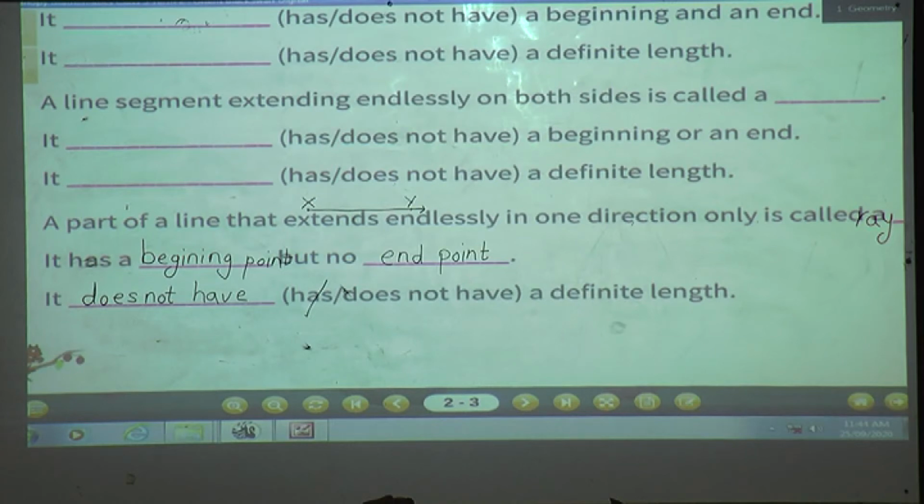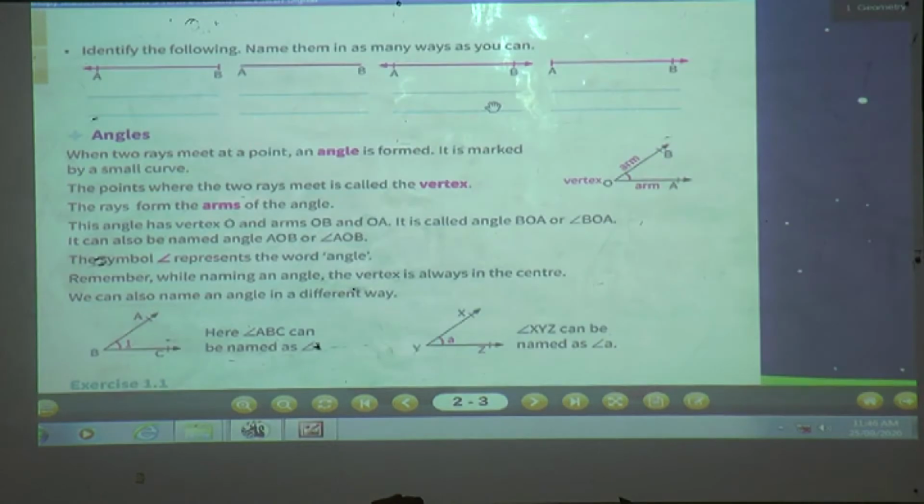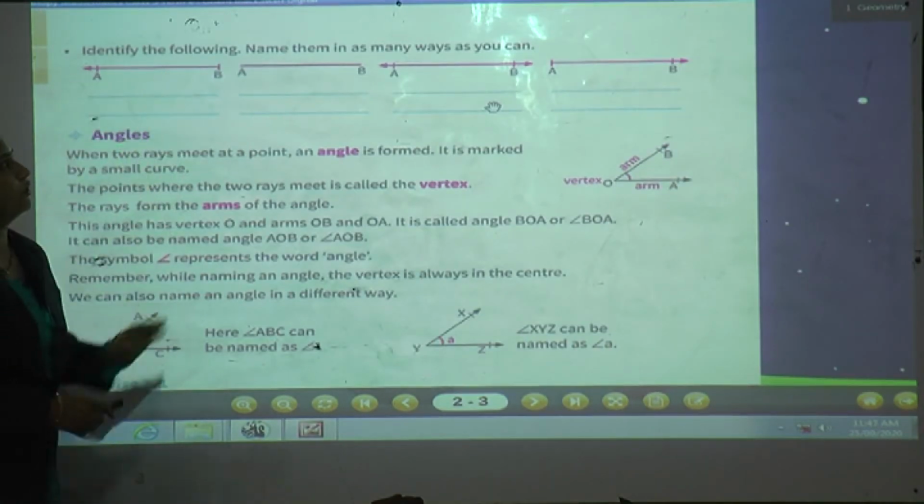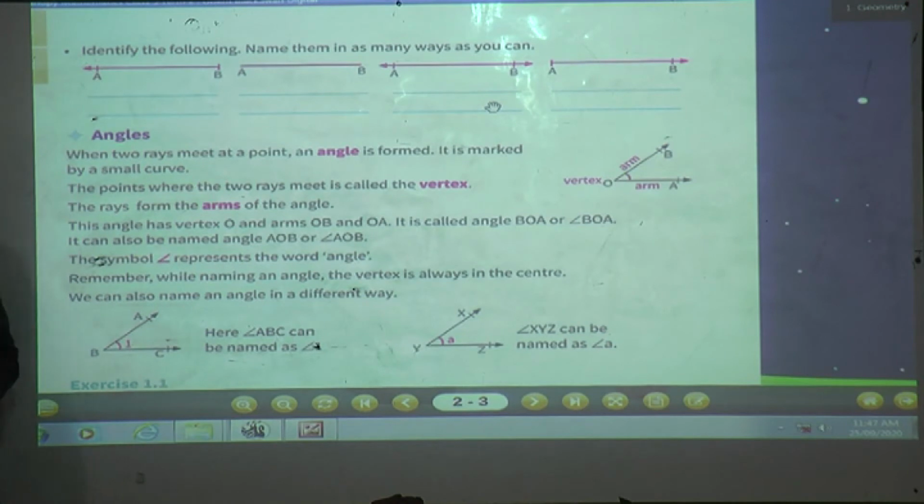Now we will start our new page. Here is a question. Identify the following. Name them in as many ways as you can. Students, just now we have studied point, ray, line segment and line. On that basis, you have to give me the answers.